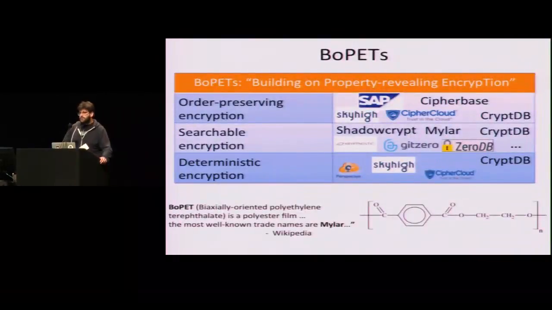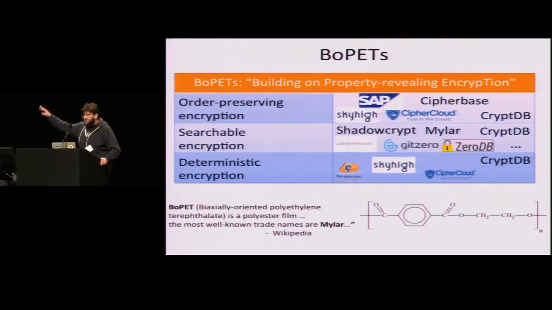So systems builders have started to notice this idea and notice its utility in building secure systems. So in this work, we identified a class of systems that all roughly use property revealing encryption to build a system that preserves confidentiality of data. And we came up with the goofy acronym BOPETs, for building on property revealing encryption, for these systems. This is a table of some common PRE schemes as well as the systems or companies that use them. I won't name every name in this table, but searchable encryption is something I'll explain in the next slide.